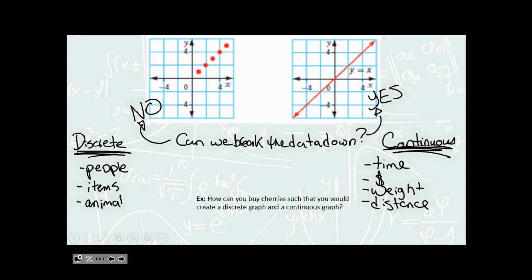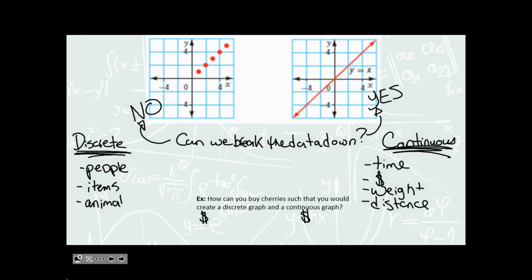So let's take a look at an example. How could you go to the store and buy cherries or apples, or whatever it is, such that you would create discrete data, or you could create continuous data? So how could I buy cherries such that it would be discrete data? Well, I'm looking at comparing the amount of money to something else here for both of these graphs.